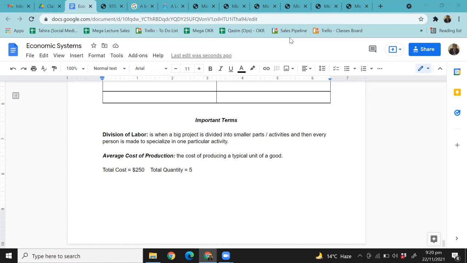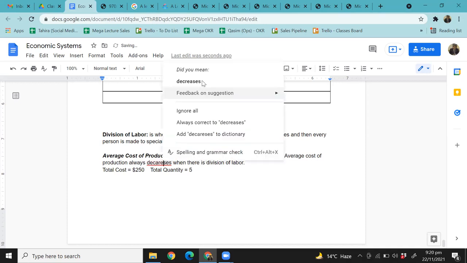So average cost of production always decreases when there's division of labor. Did you get me? Okay. Now that was the first term in the question that you had to understand.